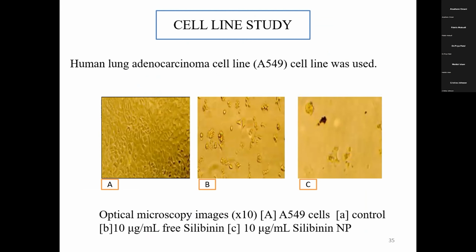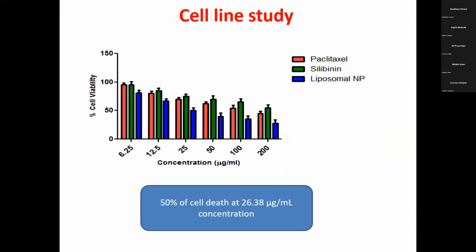And here we are working on lung cancer. The cytotoxicity study of the formulation was done using the A549 cell line, which is a human lung adenocarcinoma cell line, and it shows inhibition of growth. The IC50 value for our formulation is about 26 microgram per ml, checked against the standard drug for lung cancer, that is paclitaxel.